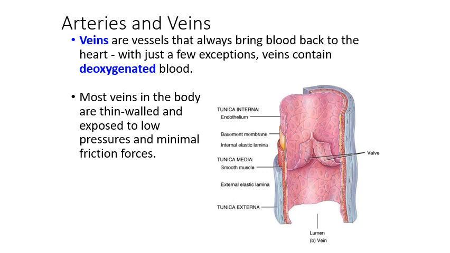That's because veins usually have lower blood pressure overall. They're always carrying blood back to the heart instead of away from the heart. And as that blood's coming back to the heart, it's usually deoxygenated blood, again, with some exceptions.